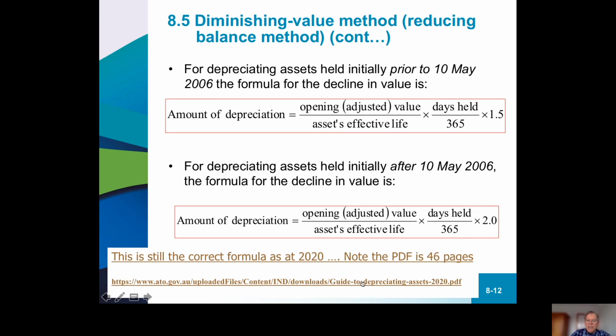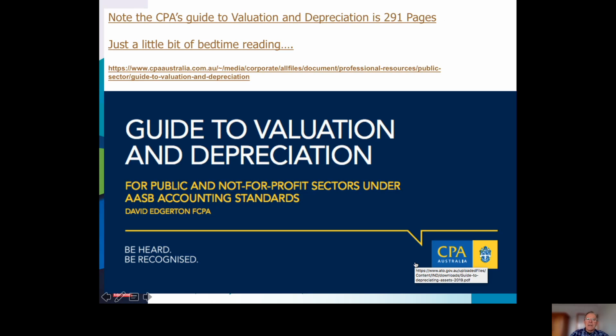There's the little guide to depreciation of assets 2020 from the Australian Tax Office. Note that just dealing with depreciation is 46 pages. But not to be outdone, the CPA's Guide to Valuation and Depreciation by David Edgerton is 291 pages. So you could look that up and have some fun, a bit of bedtime reading for you.